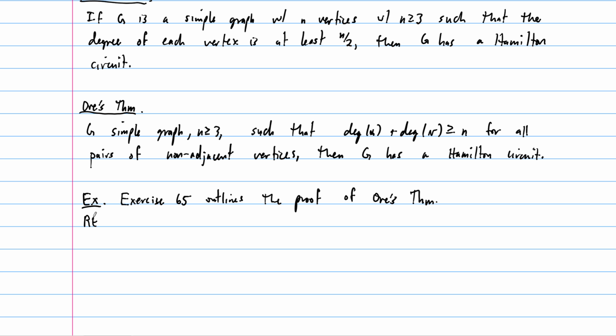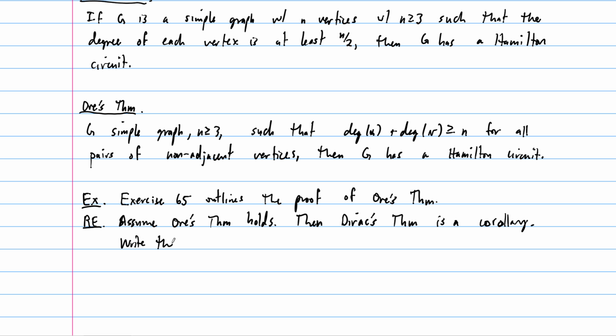And then, as a recommended exercise, you can do this first, actually. Suppose you believe Ore's theorem, so in other words, assume Ore's theorem holds, then Dirac's theorem is a corollary. So corollary. I spelled it wrong. There's only one r in corollary. I'll rewrite it. So I want you to write that out, right? So write the proof. It's very simple. So assuming Ore's theorem holds, prove Dirac's theorem as a corollary.